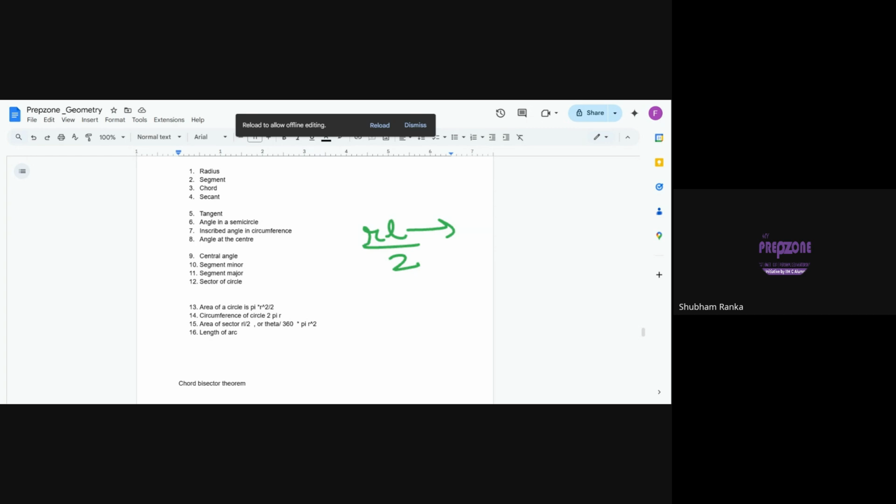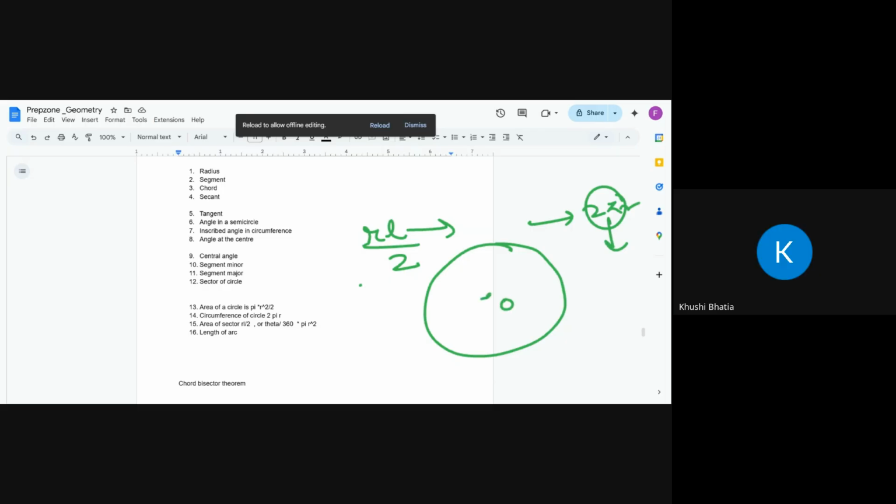But this formula is not needed actually. Length of arc also comes from the same thing. You know 2 pi r, no? So 2 pi is what? This is the angle at the center, 360 here. So if we reduce it, whatever we reduce, do theta by 2 pi.